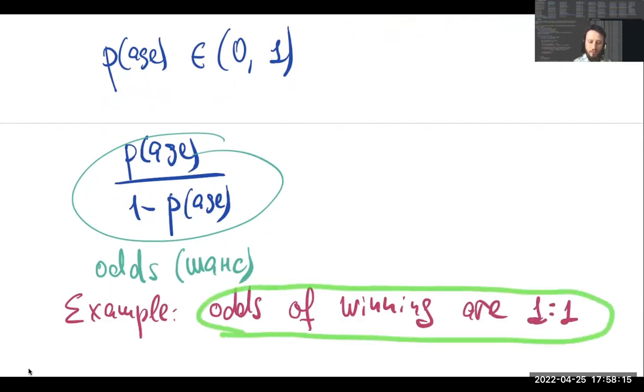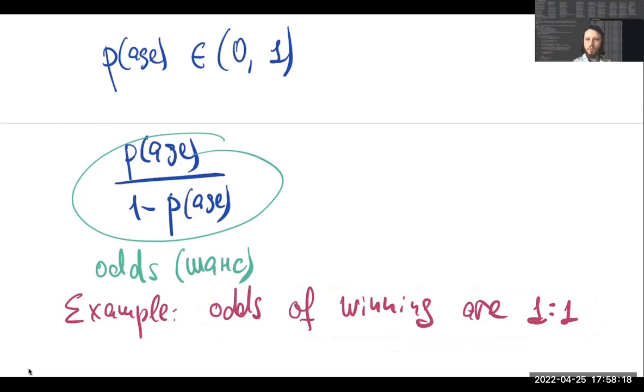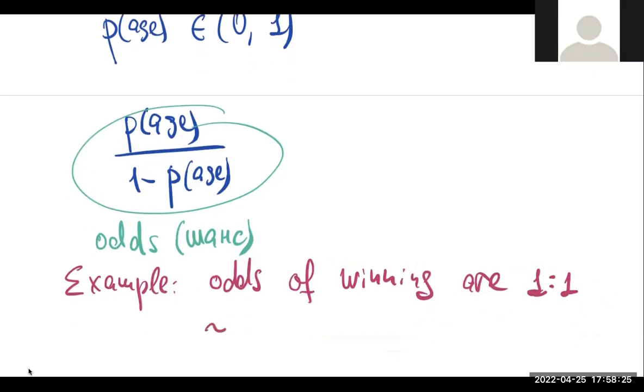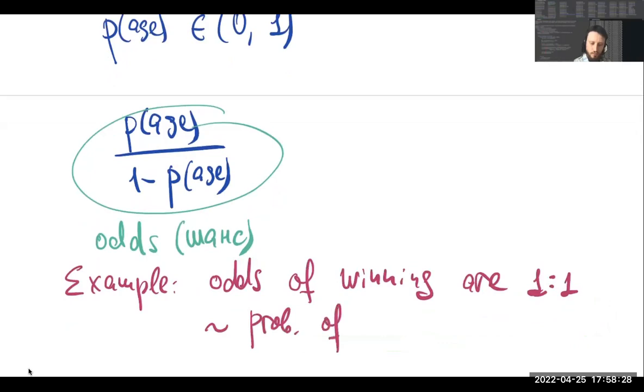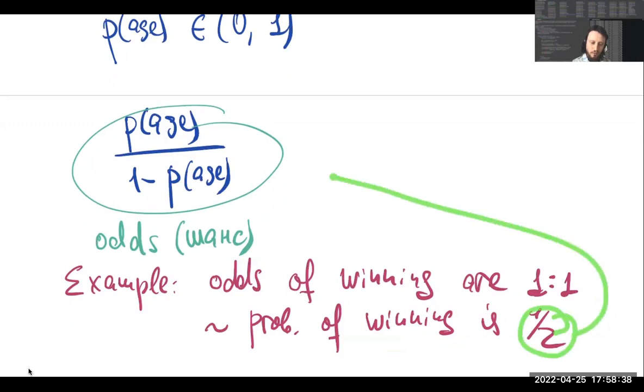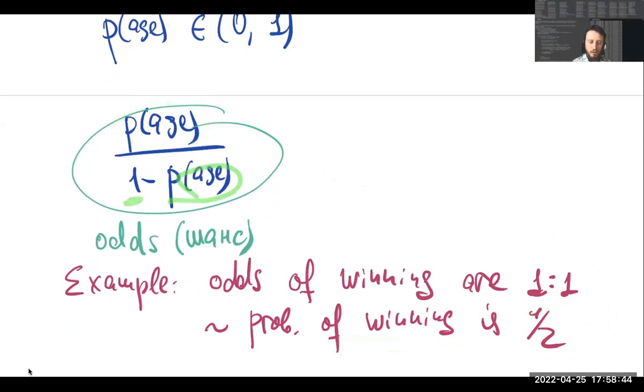What does it mean if you say this thing? What is the probability to win? It means that the probability of winning is 1/2. And if you put this 1/2 here, you have 1/2 here and 1 minus 1/2 here. So you have 1/2 to 1/2, and this is the same thing as 1 to 1. So this is just another way to measure probability, or rather to measure odds.